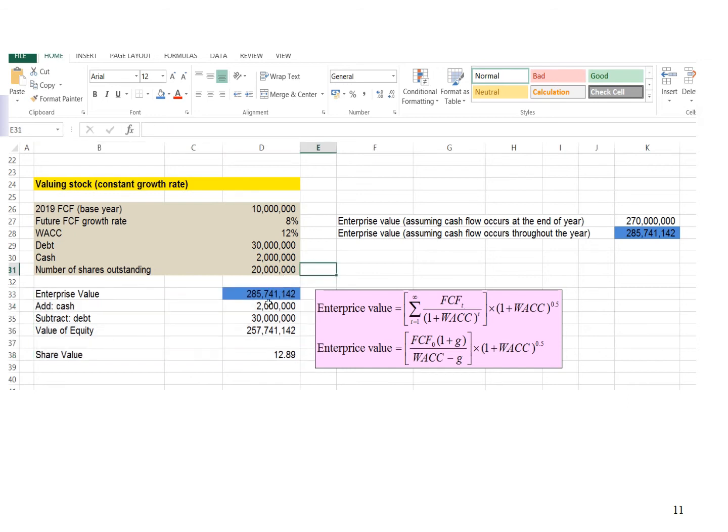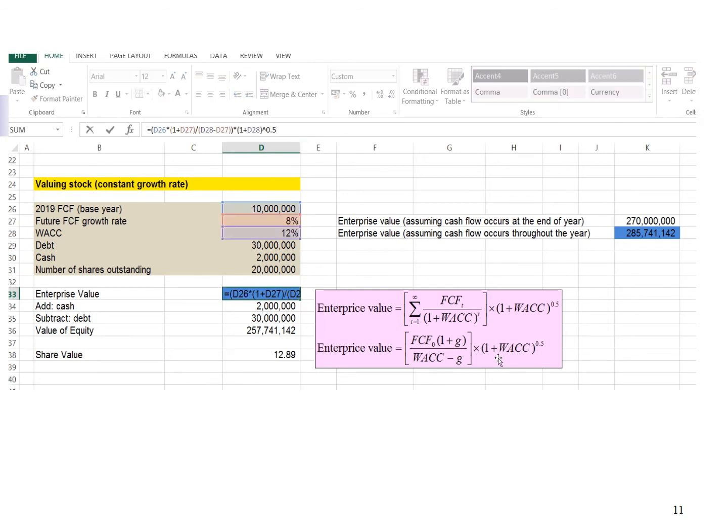Next, we can calculate the enterprise value using the formula given here. This is the formula. I can also separate the formula to calculate enterprise value assuming cash flow occurs at the end of the year. After that, I multiply the answer with 1 plus WACC power of 0.5 to obtain enterprise value assuming cash flow occurs throughout the year. As you see, both answers are the same.